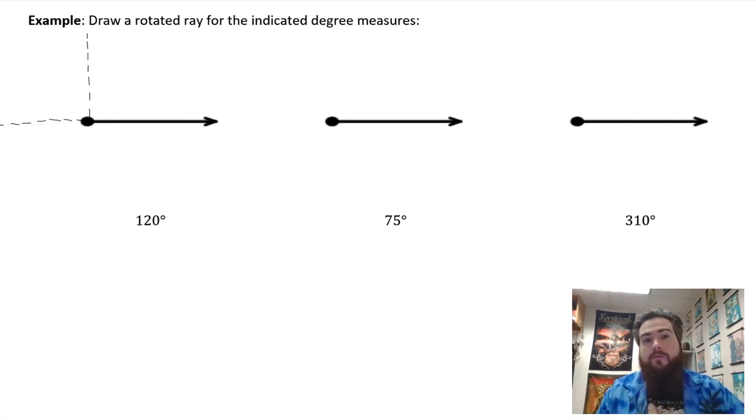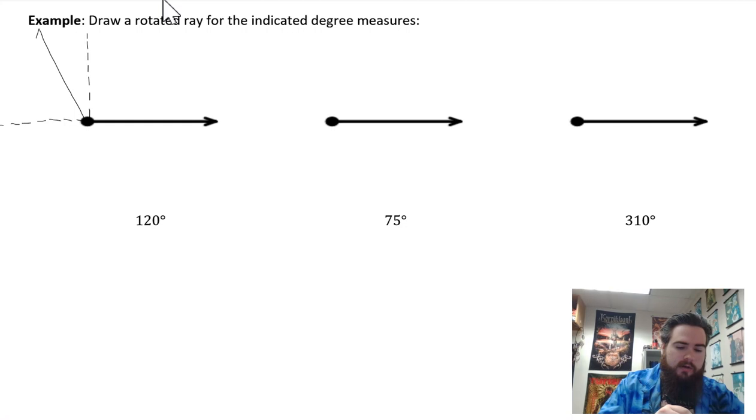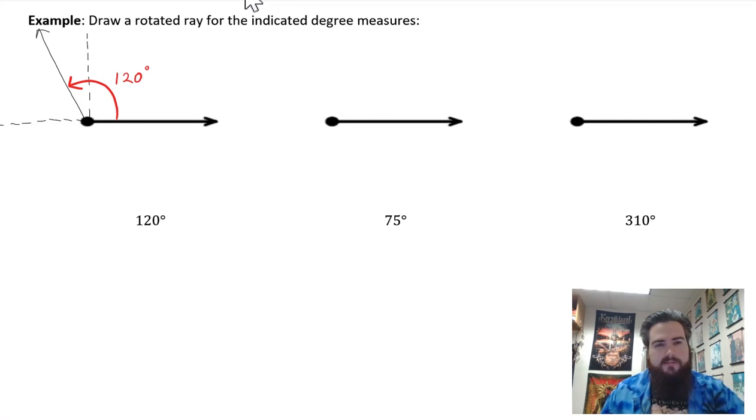120 degrees would fit somewhere between 90 degrees and 180 degrees, just like 120 fits between 90 and 180 on a number line. Since 120 degrees is closer to 90 degrees than it is to 180, we will graph the terminal side as a side that is closer to 90 degrees than it is to 180. The angle measure then is the rotation from the initial side to this new terminal side. This would represent 120 degrees.